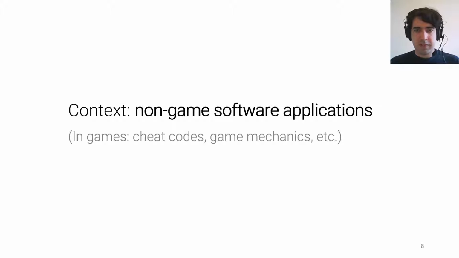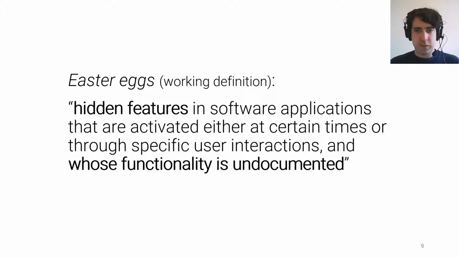In this work, we focus specifically on the context of non-game software applications. Easter eggs also exist in other media, like music and games, but there's a lack of research on Easter eggs in software like productivity applications. Here's our working definition of software Easter eggs. Easter eggs are hidden features in software applications that are activated either at certain times or through specific user interactions, and whose functionality is undocumented. This definition is less restrictive than some past definitions that specify that Easter eggs need to be entertaining, implemented by the original developers, or reproducible.